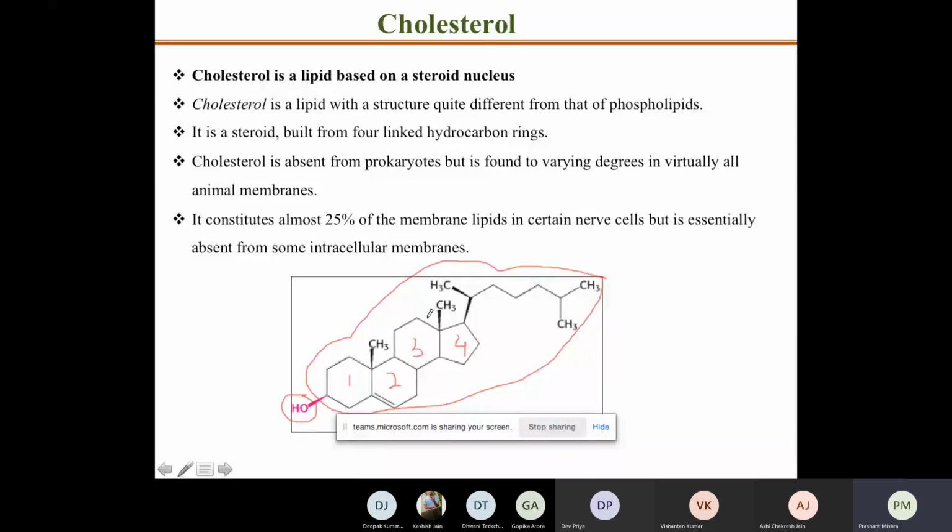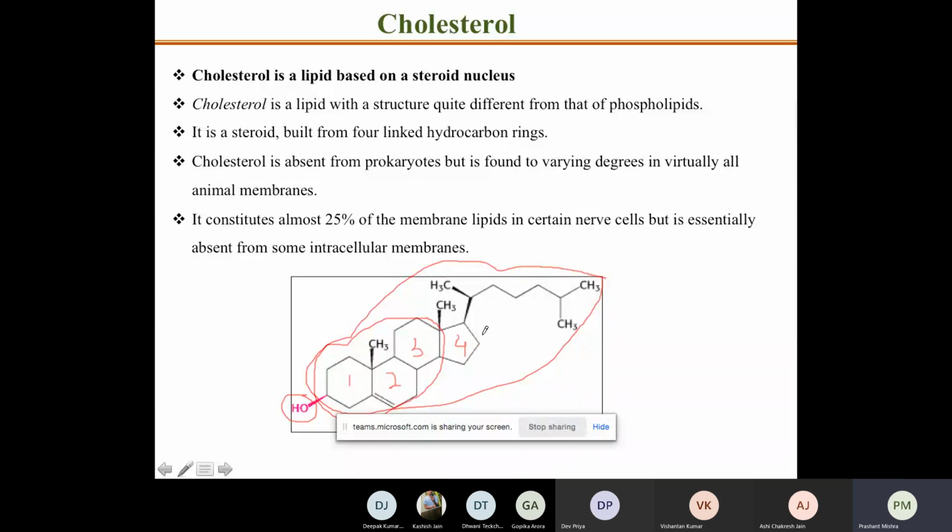Can you name this ring? I think I am just circling the first 3 rings. Can you recall this ring? The first 2 you have learned in organic chemistry, the first 3 also you have learned. It is a phenanthrene ring. If I take the first 2, it is a naphthalene, and if I take the first 3, it is a phenanthrene ring.